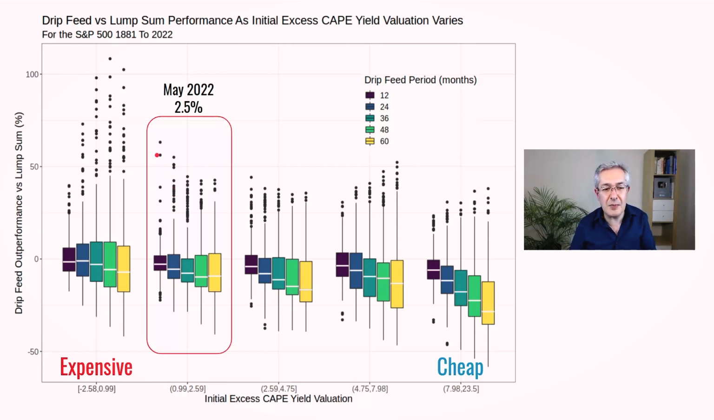It doesn't seem to have made a huge difference to the typical cases or to the outliers. But certainly if you look at the cases when the market's very cheap, according to excess CAPE yield, it's very unfavorable to drip feed in that kind of environment. But we're far from that position in the present day.